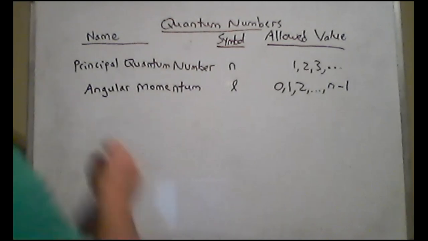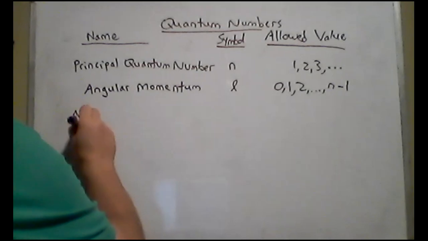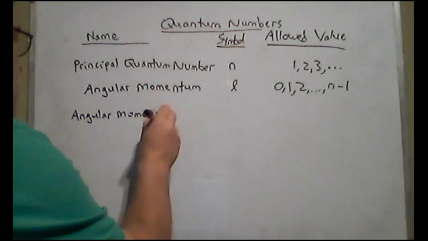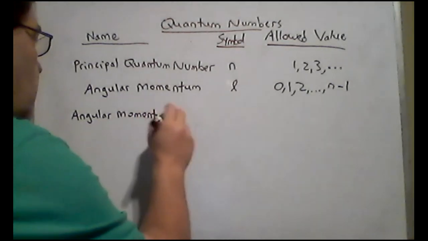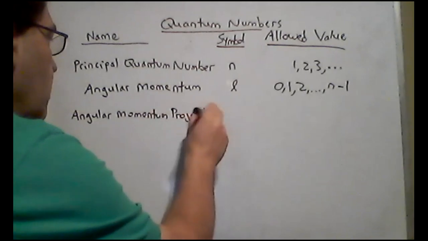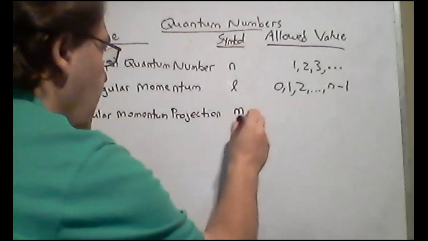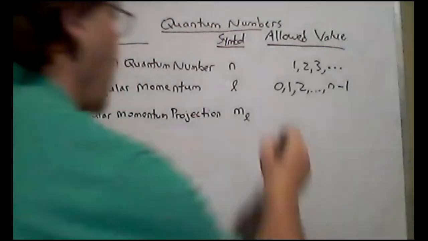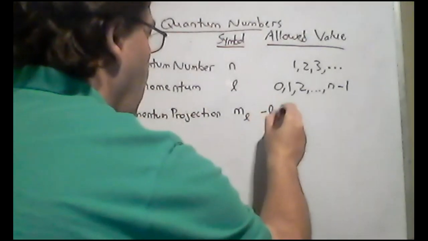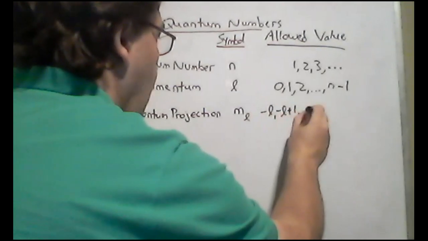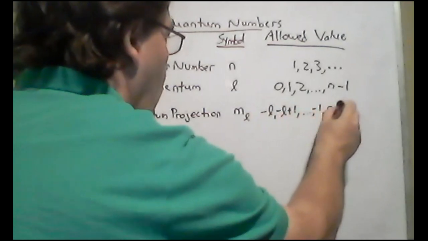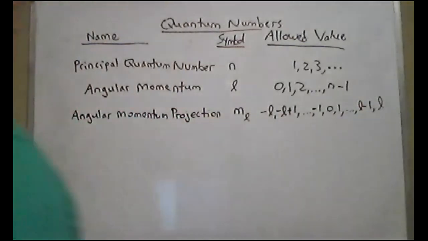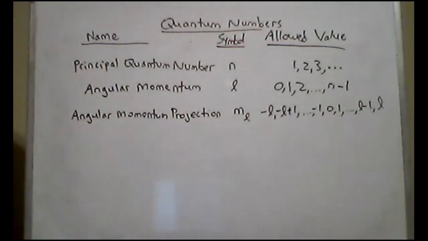Then we have the angular momentum projection. We call that m sub l. m sub l also has integers, but it can be negative. It can be negative l plus 1, ..., -1, 0, 1, ..., l minus 1 to l. It's limited by the orbital, or by the angular momentum quantum number.